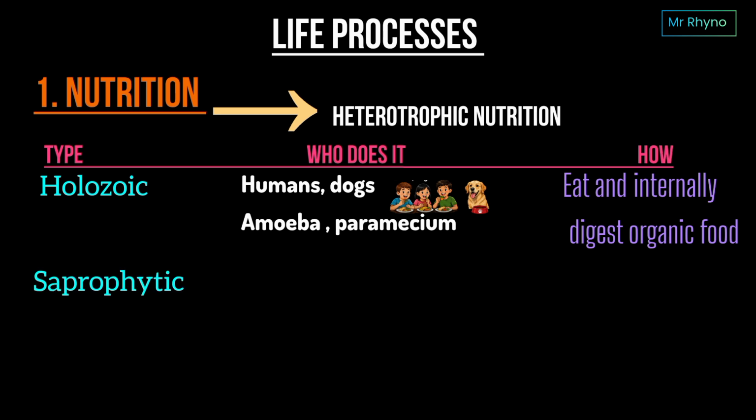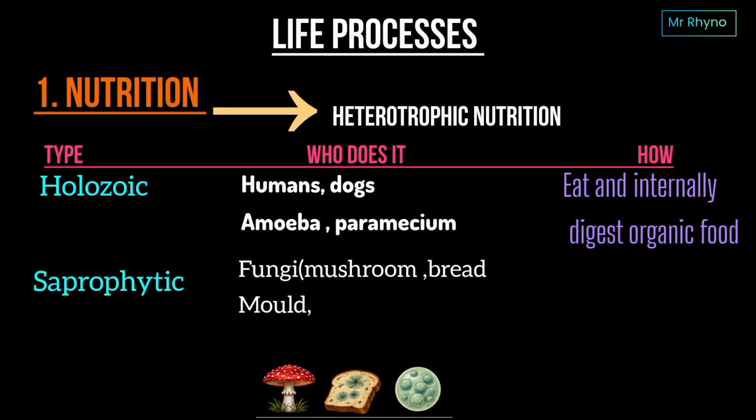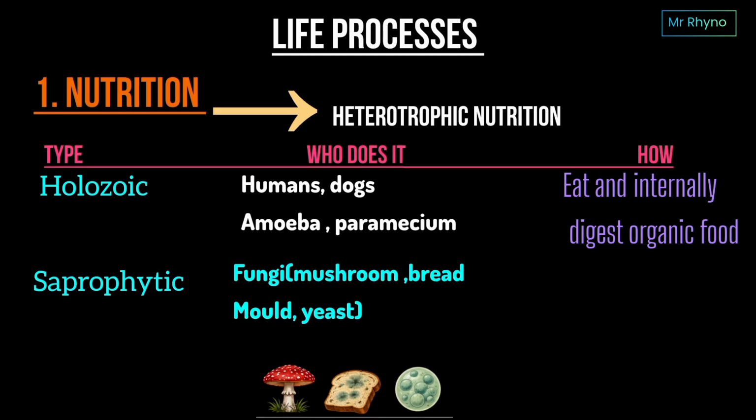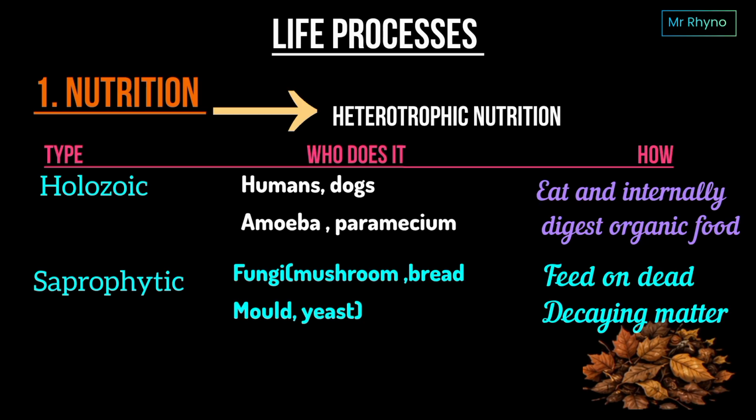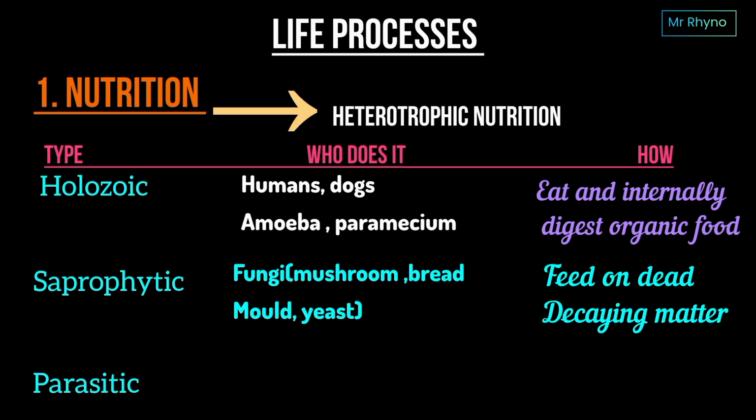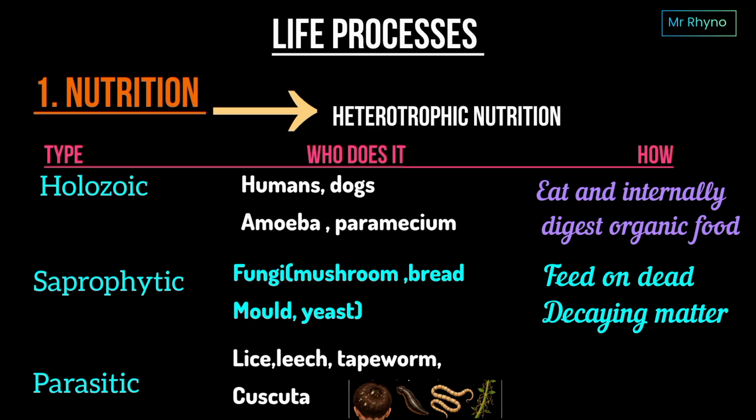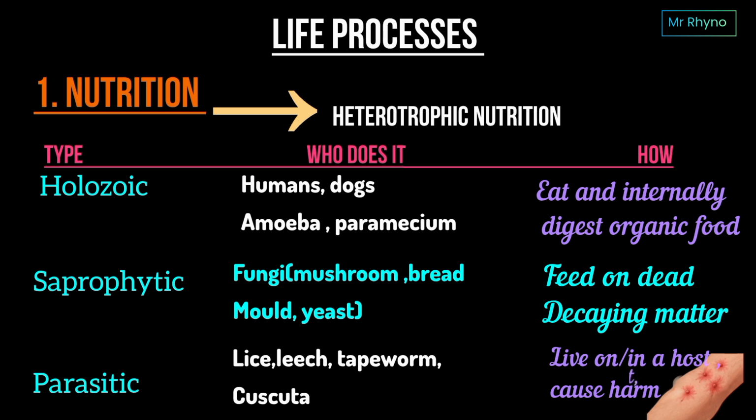Number two, you have saprophytic. And this basically happens with fungi, and the fungi include mushroom, bread mold, and yeast. Here, they feed on dead and decaying matter. Lastly, we have parasitic, and this includes lice, leech, tapeworm, and cascata. These ones live on or in a host, and they cause harm.